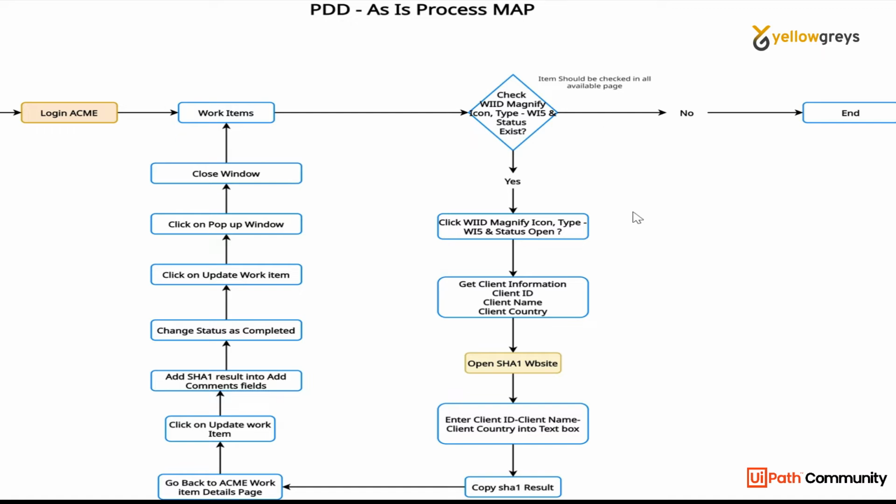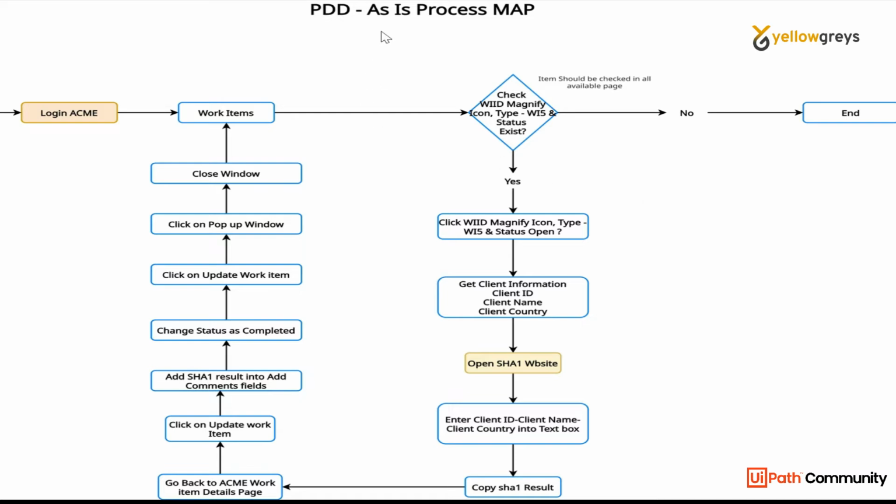In this session we are going to cover the PDD as-is process map, which is part of the process definition document. The RPA life cycle begins with process requirement gathering. After that we do development, followed by testing, then process deployment, and then support. That's how the RPA life cycle will begin.